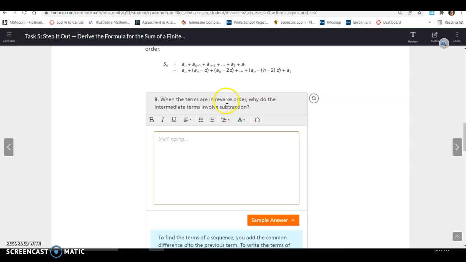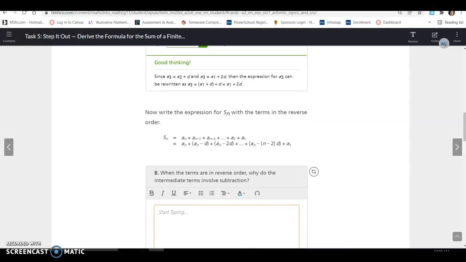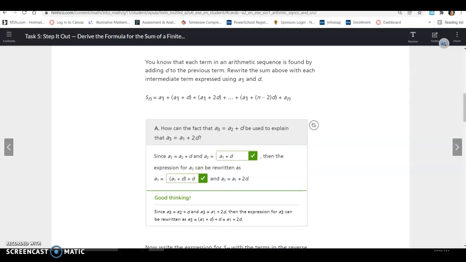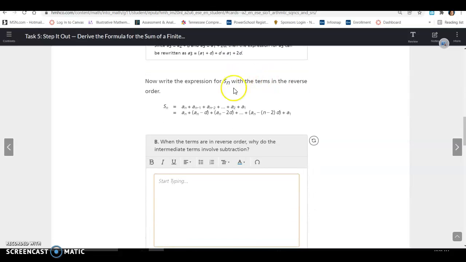It says when the terms are in reverse order, why do the intermediate terms involve subtraction? All right, it's like going 5, 4, 3, 2, 1. If I go 1, 2, 3, 4, 5, I add 1 to get to the next term. But if I go 5, 4, 3, 2, 1, I subtract 1 to get to the next term. So up here we looked at it in this order. And then we're going to reverse it to go the opposite direction, and that's why we subtract.